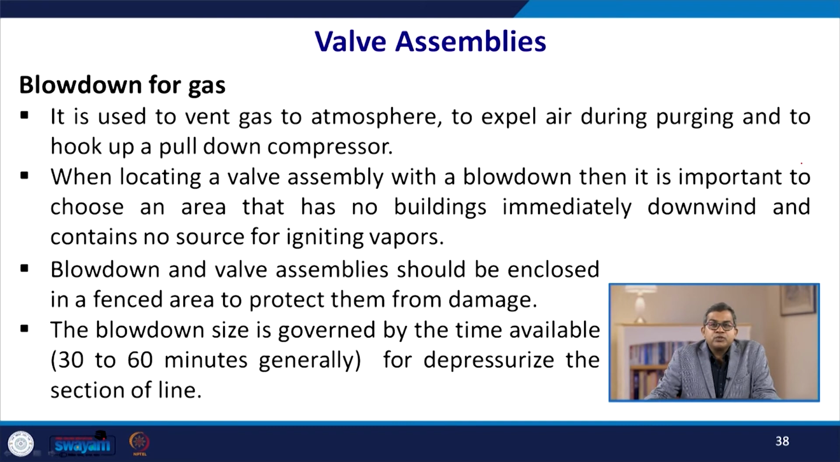Now, let us talk about the blowdown for gases. It is used to vent gas to atmosphere, to expel air during purging, and to hook up a pull down compressor. When locating a valve assembly with a blowdown, it is important to choose an area that has no building immediately downwind and contains no source for igniting vapors. The blowdown and valve assembly should be enclosed in a fenced area to protect them from any kind of damage. The blowdown size is governed by the time available, generally 30 to 60 minutes, to depressurize the section of line.